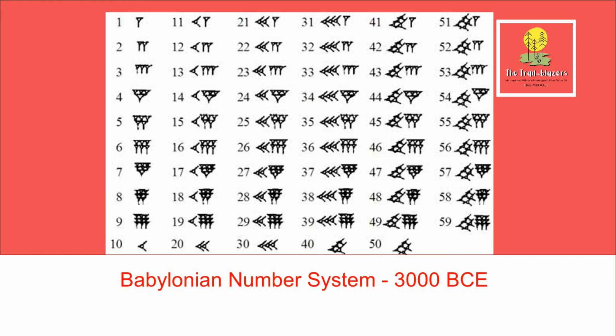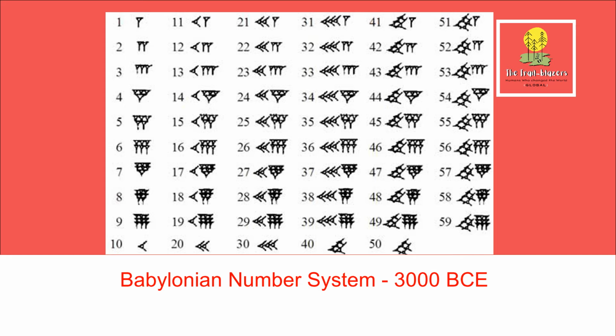Now that we have understood what is base and place value notation, let's discuss how number systems evolved in different civilizations around the world. Around 3000 BCE, the Babylonian civilization that existed in today's Middle East developed a number system that had a base of 60. That means it had 60 different symbols, and those 60 symbols were basically made of two main symbols. Their number system had no 0.